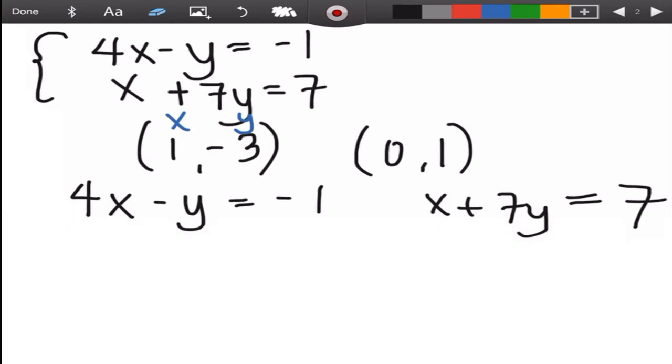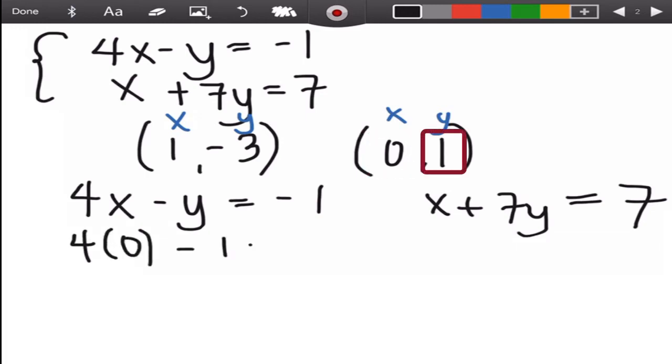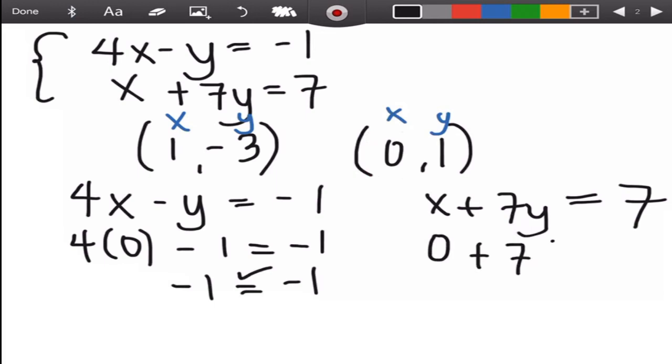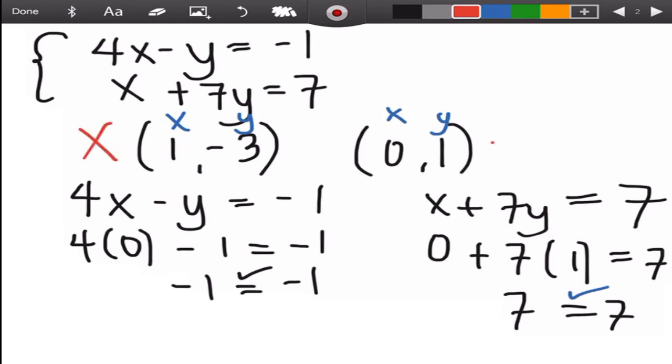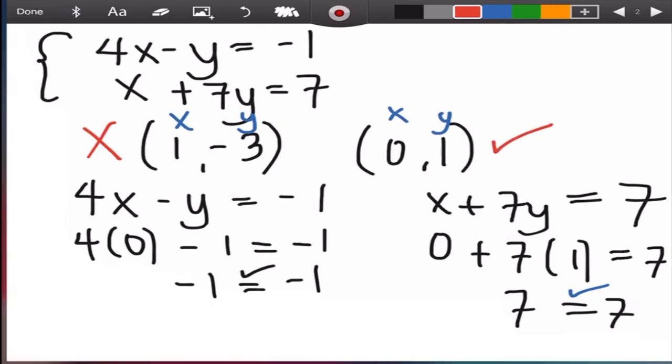Let us have the second coordinate, (0, 1). x is 0, y is 1. First equation, we have 4 times 0 minus 1 equals negative 1. 4 times 0, that is 0, so we don't need to write it. So we have negative 1 equals negative 1. This statement is true. Next, x is 0 plus 7 times y, which is 1, equals 7. So we don't need to write 0, so we have 7 times 1, that is 7, equals 7. Also, this is true. In this example, the first coordinate is not part of the solution, while the second coordinate is part of the solution.